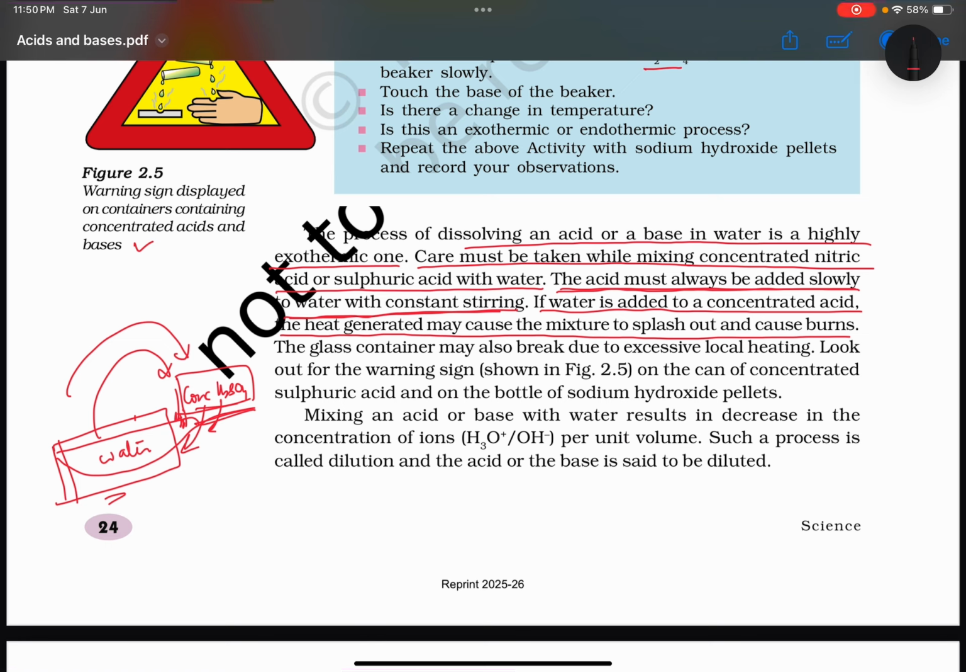Look out for the warning signs shown in figure 2.5 on the can of concentrated sulfuric acid and on the bottle of sodium hydroxide pellets. In both the cases, same thing happens. Mixing an acid or base with water results in decrease in the concentration of ions H3O plus and OH minus per unit volume. Such a process is called dilution and the acid or the base is said to be diluted. As I told you, when you are adding water, it is called diluted.